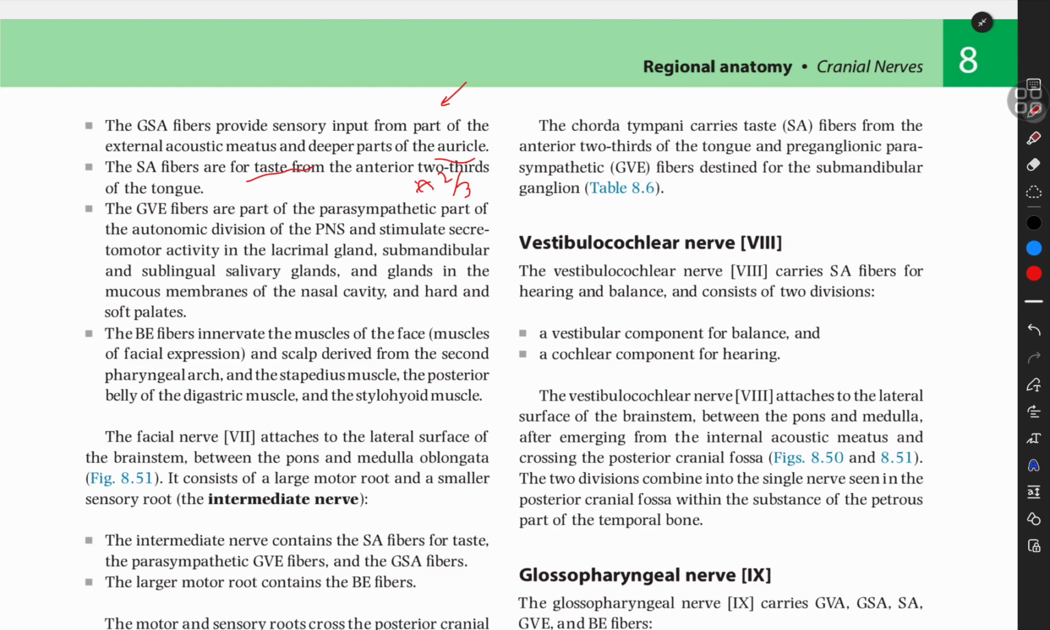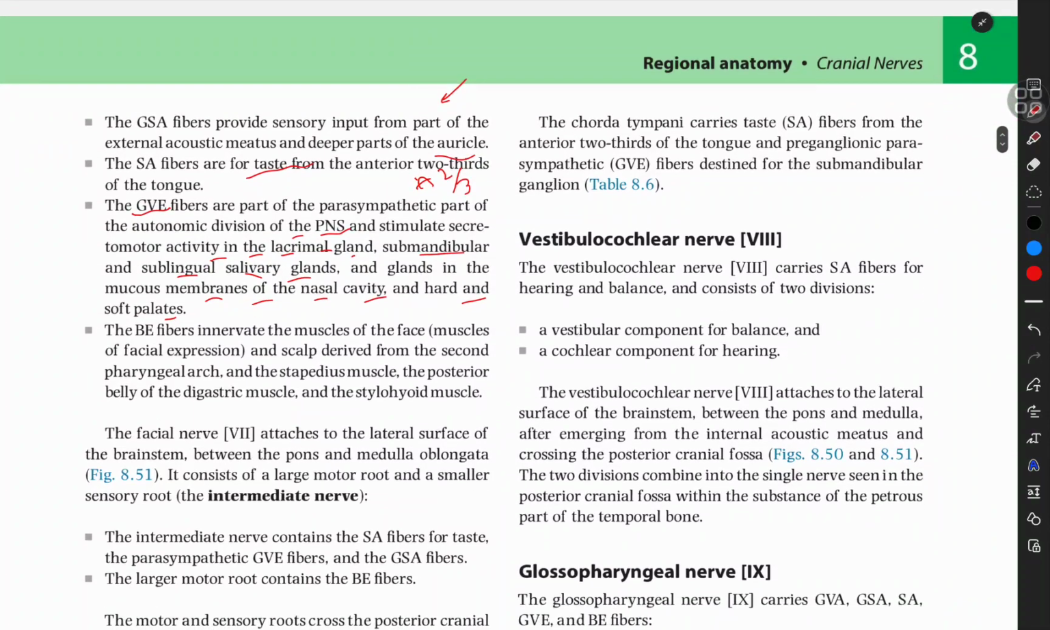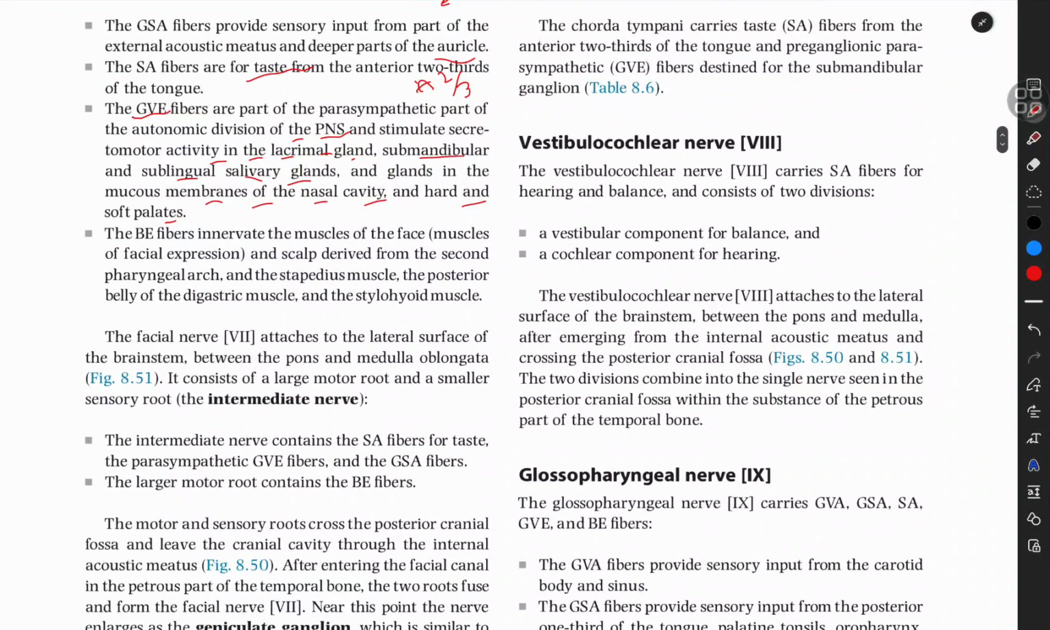General visceral efferent fibers give motor fibers that are part of the parasympathetic division of the autonomic nervous system, and stimulate secretomotor activity in the lacrimal gland, submandibular and sublingual salivary glands, and glands in the mucous membranes of the nasal cavity, and hard and soft palates. So this is the facial nerve. Gives parasympathetic fibers. Yeah, because this is the seventh. So 3, 7, 9, 10 are parasympathetic.